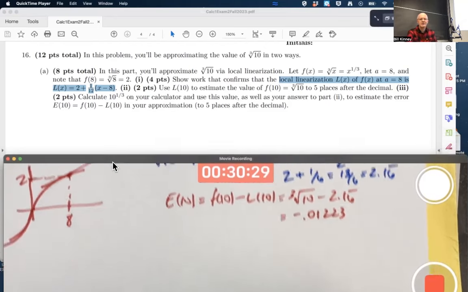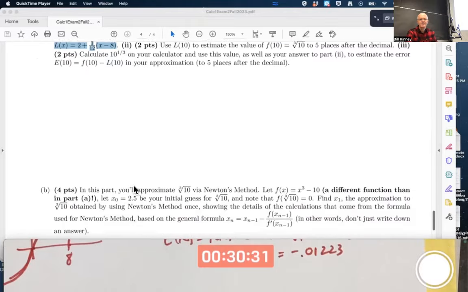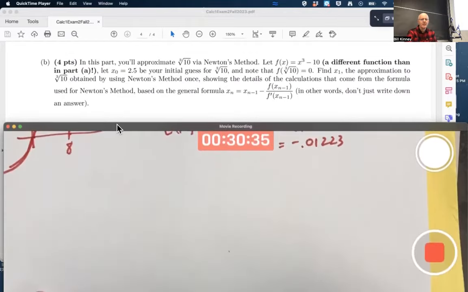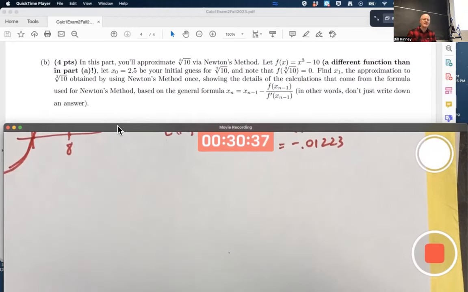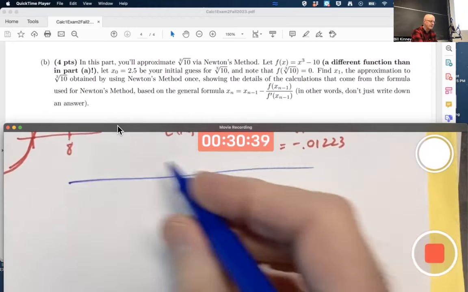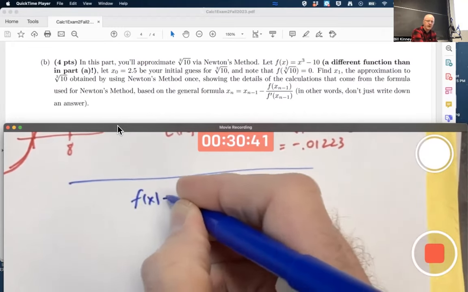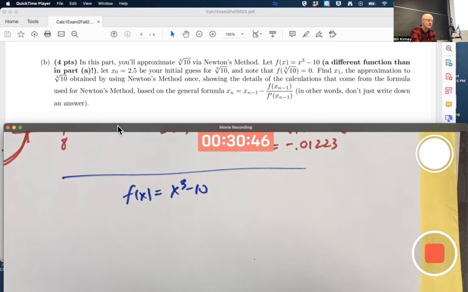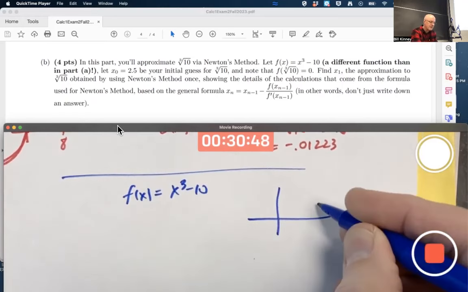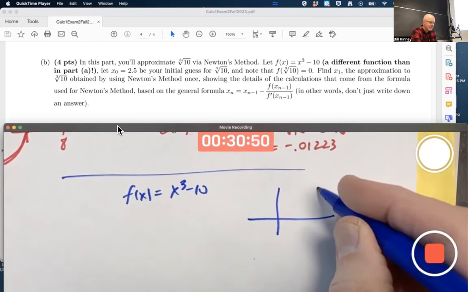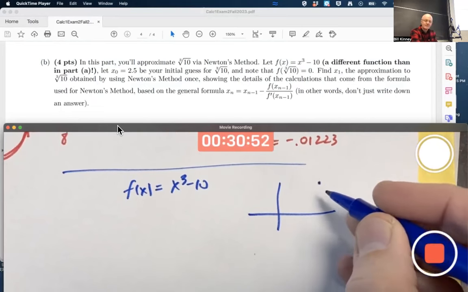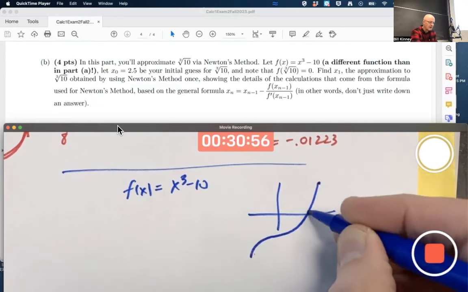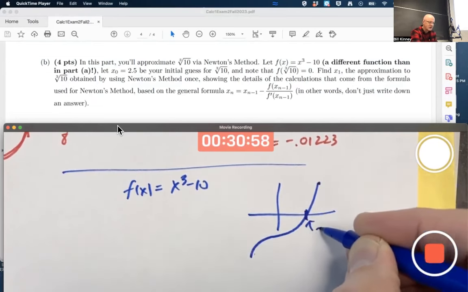Part B was about using Newton's method. We're still trying to approximate the cube root of 10, but now we're doing it with a different function. Not the cube root function, but x cubed minus 10. We're looking for a root of that equation. The graph of x cubed minus 10 looks, well, something like this overall. We're after this value, that's going to be the cube root of 10.